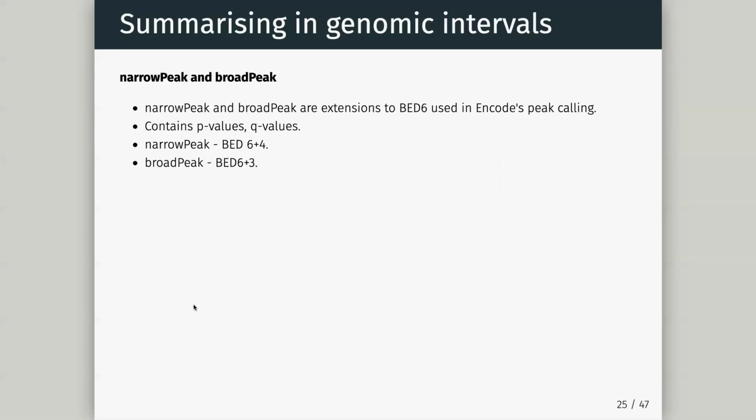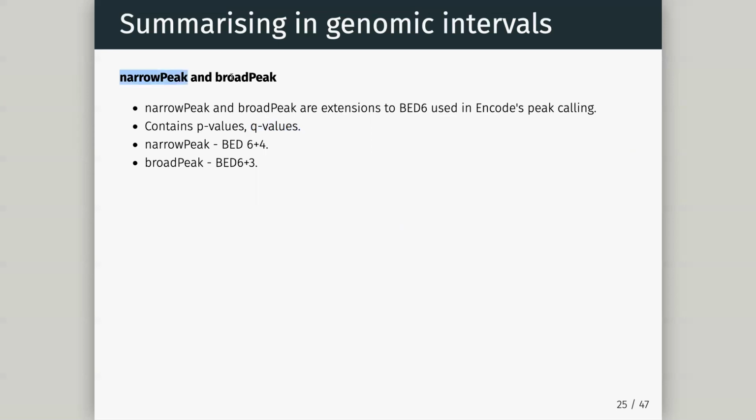ENCODE, so hopefully some of you know what ENCODE is, a big consortium of really genomics data across multiple species, and they provide lots of different BAM files and bigwigs and bed files. They come up with their own format, which is really an extension of bed 6. And it just allows them as narrow peak and broad peak. These are used typically for ChIP-seq. It just allows them to additionally contain p-values and q-values. Right, so they can tell you the actual significance of a particular peak.